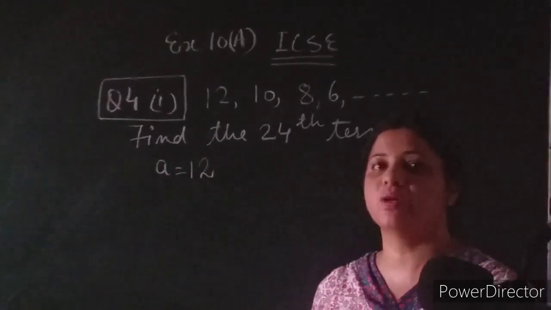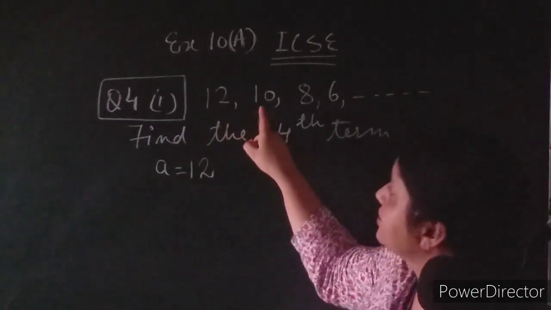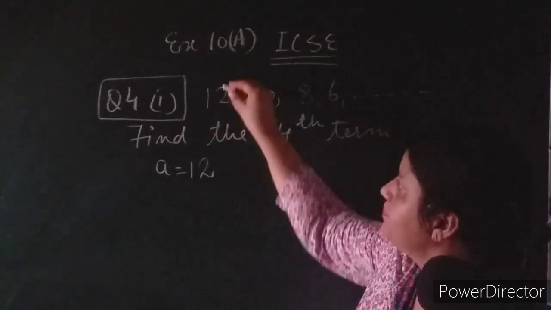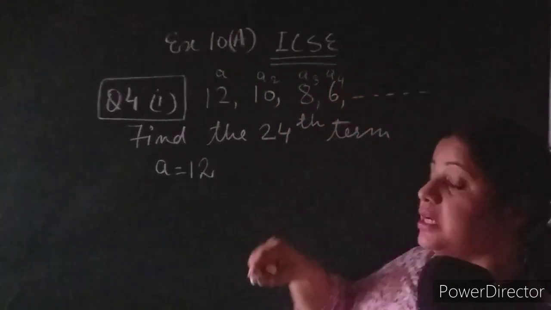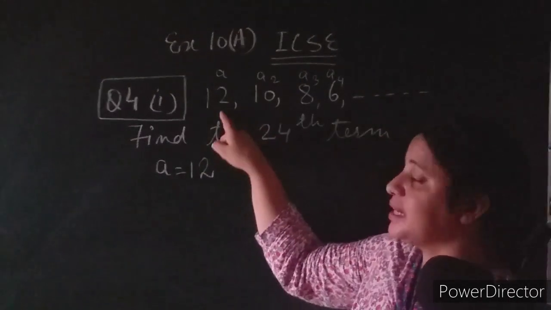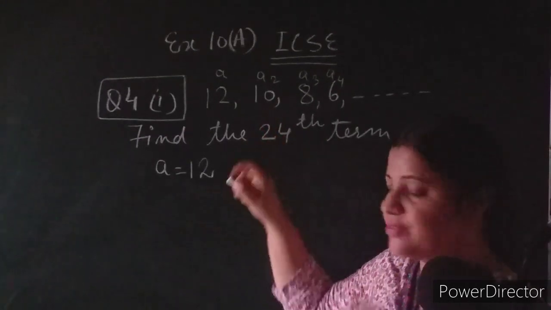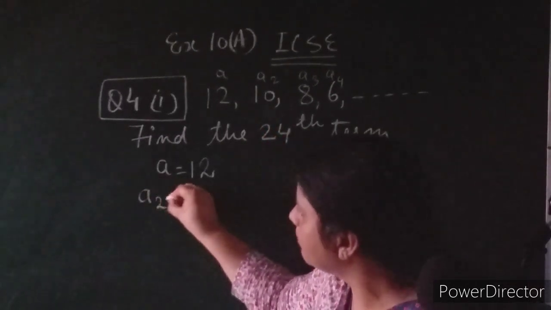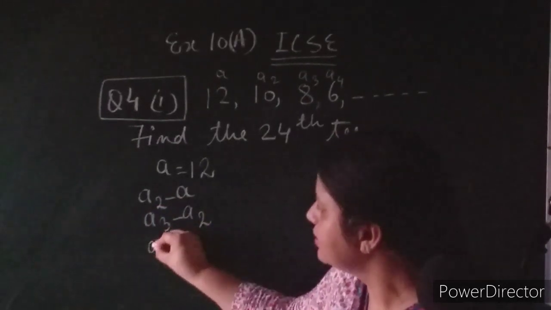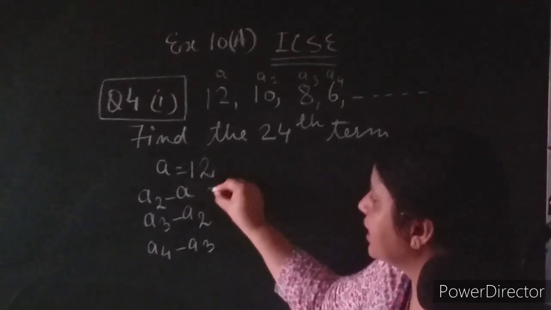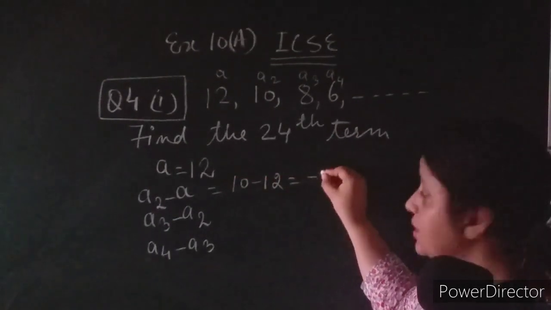Now let us see, very importantly, how to check the common difference. Remember students, this is our first term A, this is our A2, this is our A3, and this is our A4. How to check the common difference? Second minus first, then third minus second. This is the way of checking: A2 minus A, then A3 minus A2, then A4 minus A3, right? So here it will be 10 minus 12. It will be minus 2.